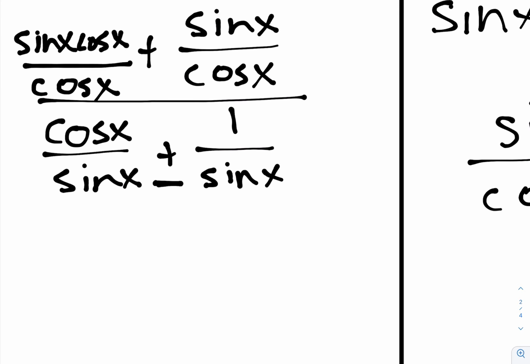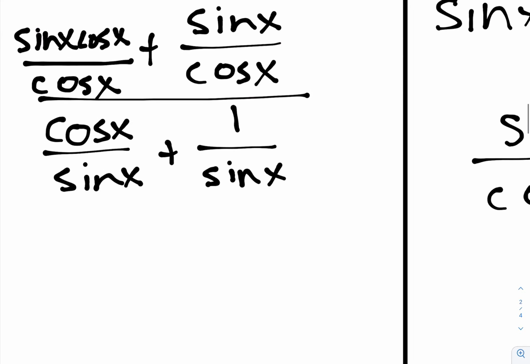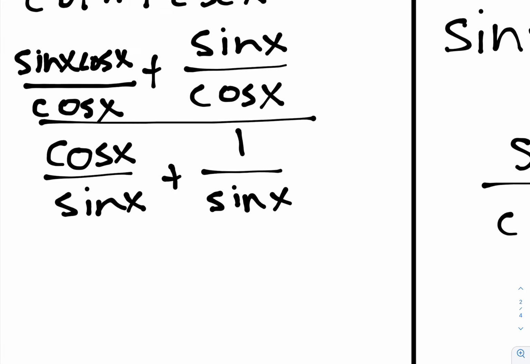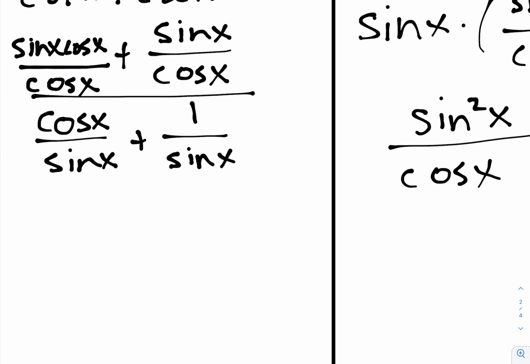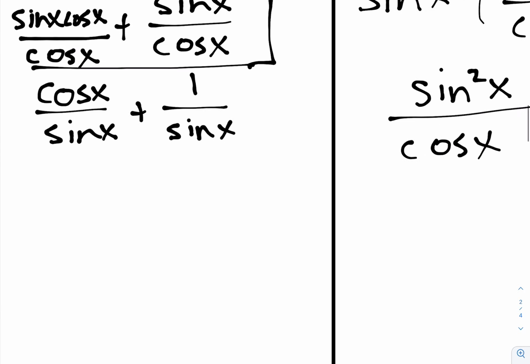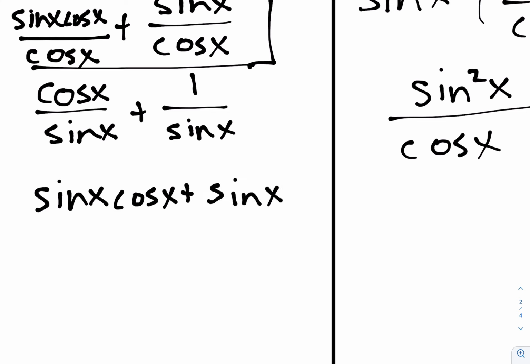And on the bottom, both denominators are already sine x. So that's going to be a little bit helpful, right? When we're adding those fractions, they're already common denominators. So let's just go ahead and add these together. Okay, so on the top here, that's just going to be the numerators added together, sine x cos x plus sine x. We're just summing together what we see on the top. And that's going to be divided by our denominator, which was cosine x.